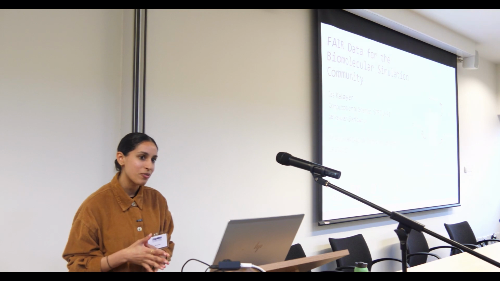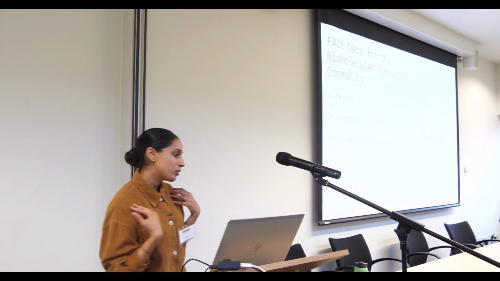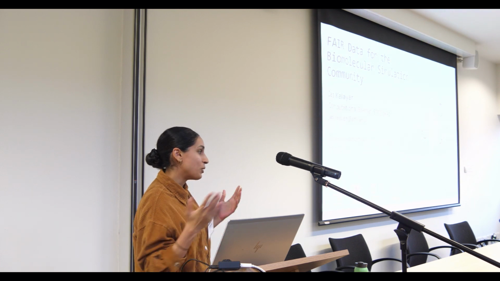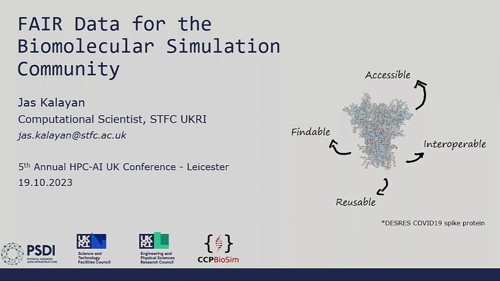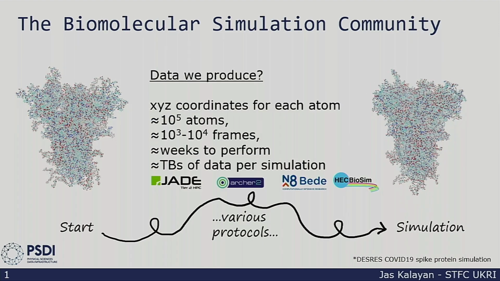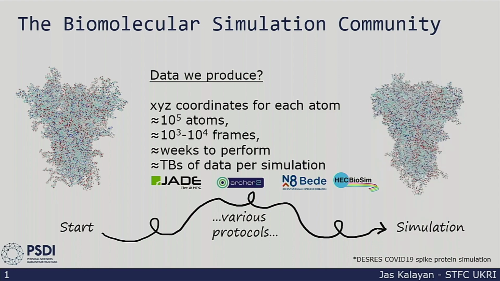So I'll be talking about fair data for the biomolecular simulation community. I use HPCs, but I don't know much about the compute side of things. But this talk is more about the data that we produce on HPCs and how we can make that fair. I'm guessing most of you probably know about the data that we produce, but I'll quickly go over it.